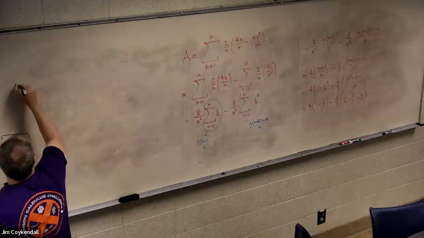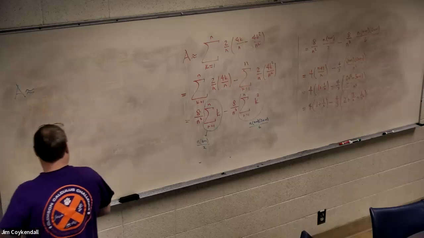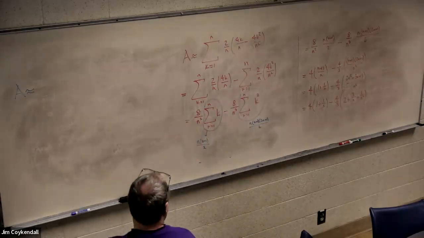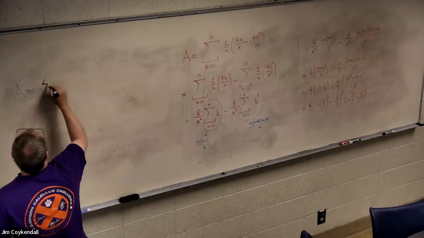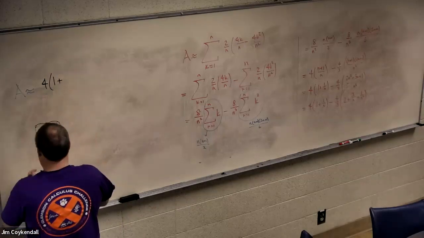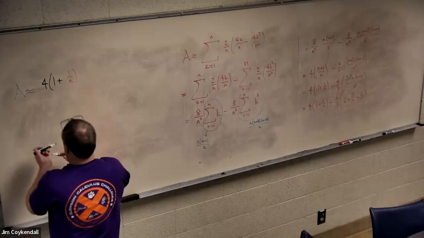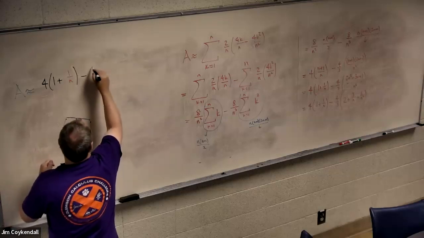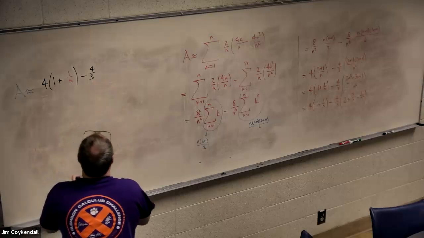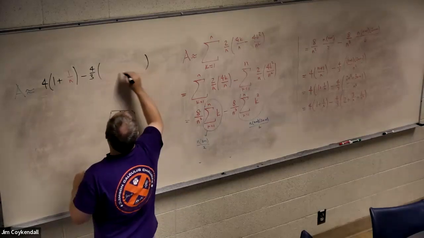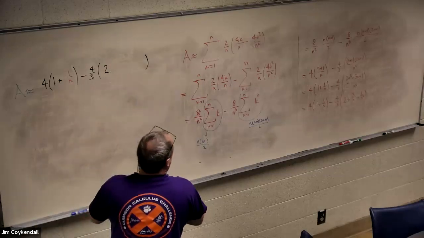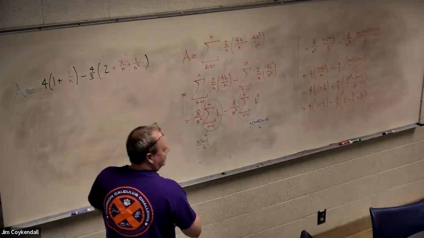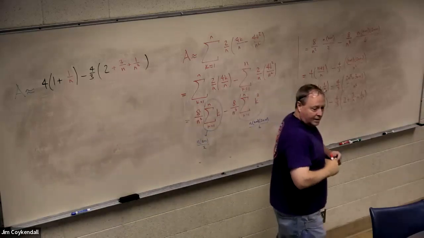So my area is approximately 4 times (1 plus 1 over n) minus 4 thirds times (2 plus 3 over n plus 1 over n squared). Everybody okay with it?